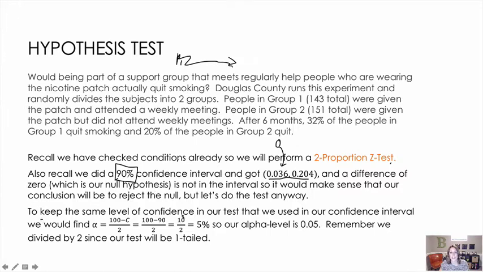To keep the same level of confidence, as we learned about last week, we're going to find alpha, which is 100 minus the confidence level, over 2. We did 90% confidence, so 100 minus 90, over 2, so we're using that 5%. So again, remember we divided by 2 since our test is one-tailed.